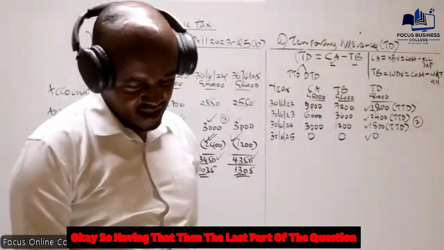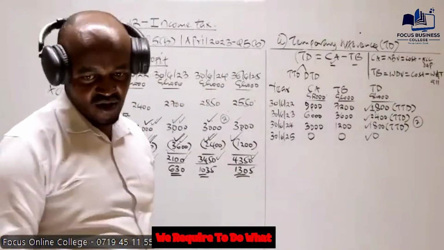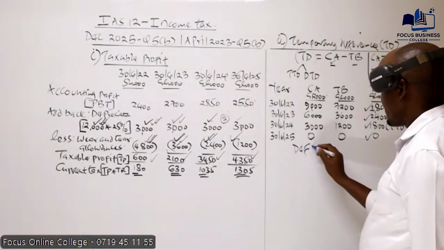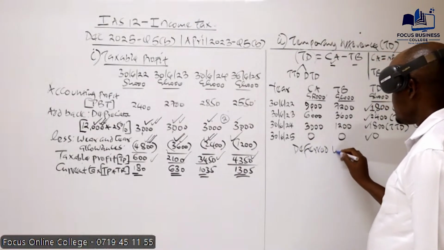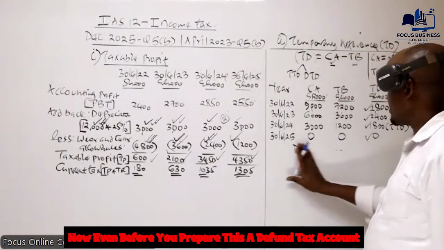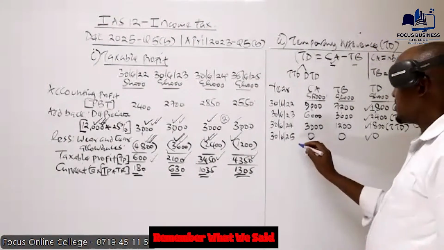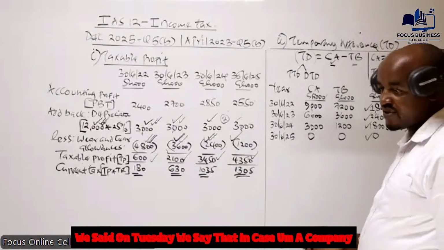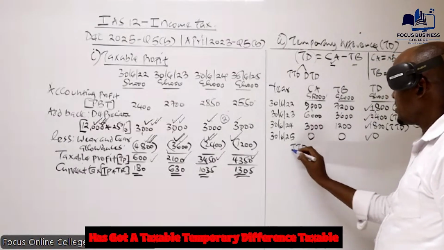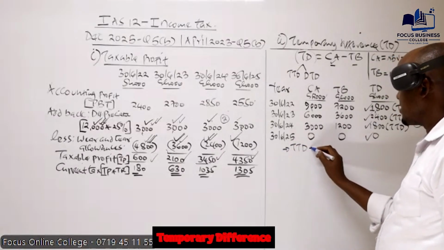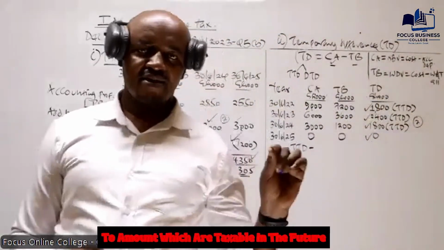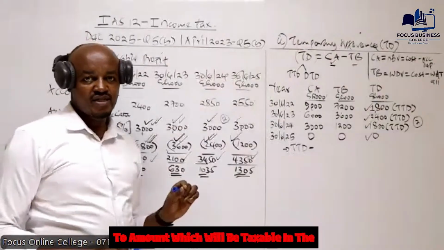Okay, so having that, the last part of the question, we are required to prepare the deferred tax account. Now, even before you prepare this deferred tax account, remember what we said on Tuesday. We said that in case a company has a taxable temporary difference, a taxable temporary difference gives rise to amounts which will be taxable in the future.